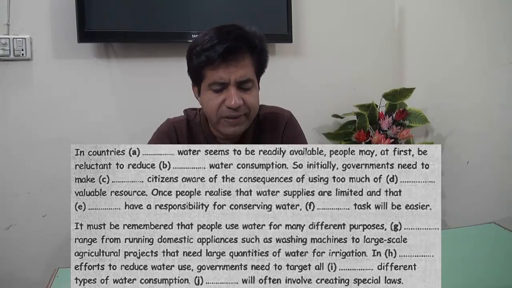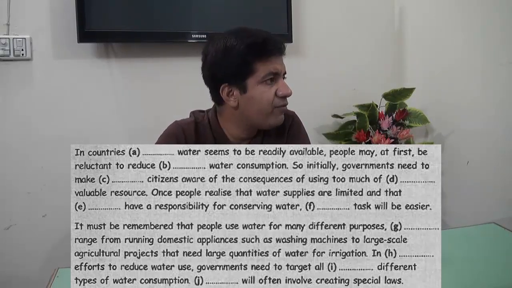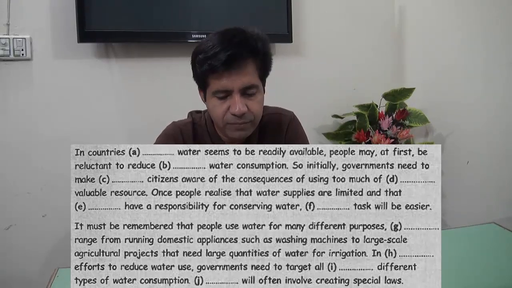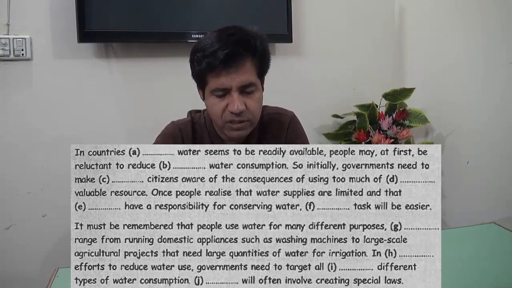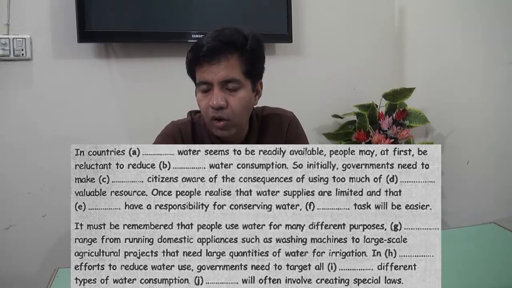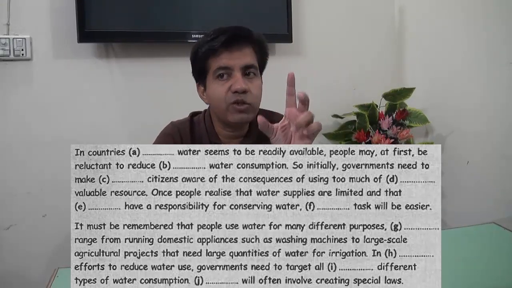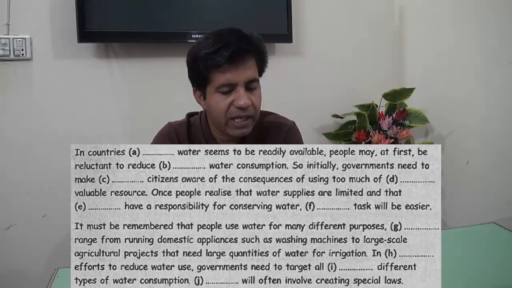It should be all the different types of, or you can use all these different types of water consumption. This will often involve creating special laws. Now see, these are the two paragraphs. First you wrote the introductory paragraph, then you wrote the second, and then you wrote the third one.